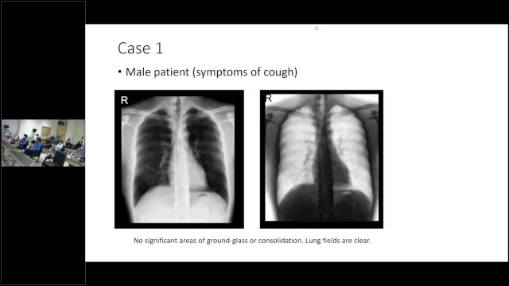So, in this X-ray, this is a male patient who presented with just a symptom of a cough. You can appreciate that there is no obvious consolidation or ground glass opacities, and the lung fields are very clear. Although this patient tested COVID positive, this is a normal X-ray.